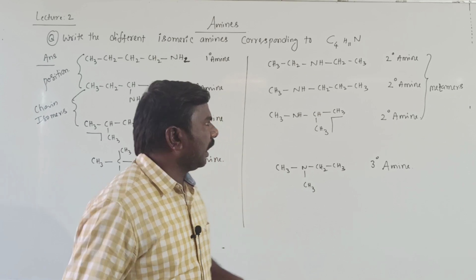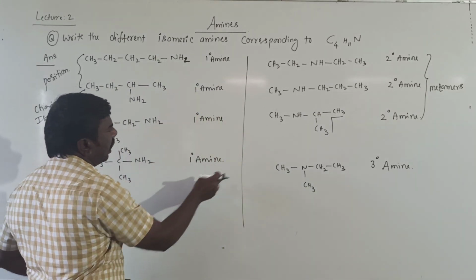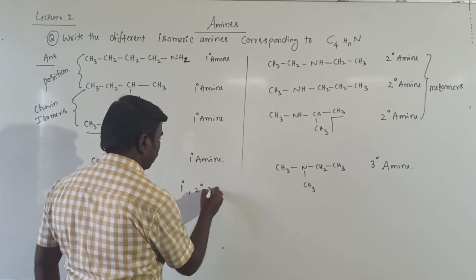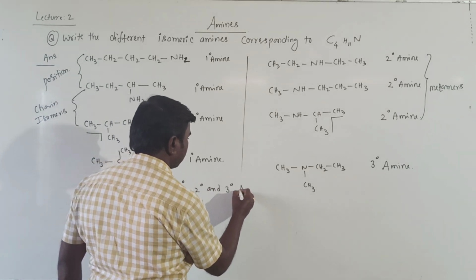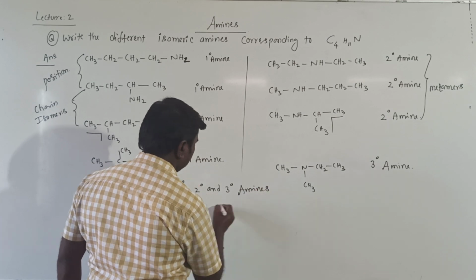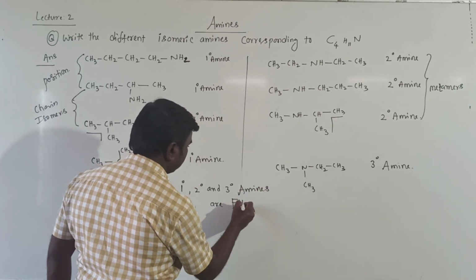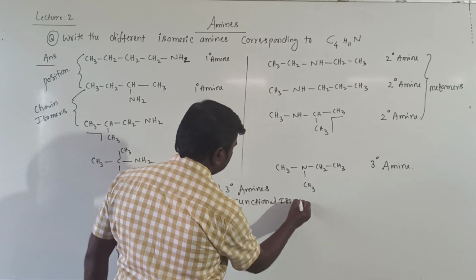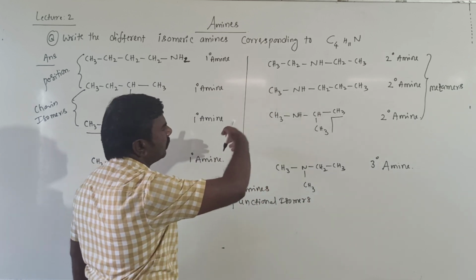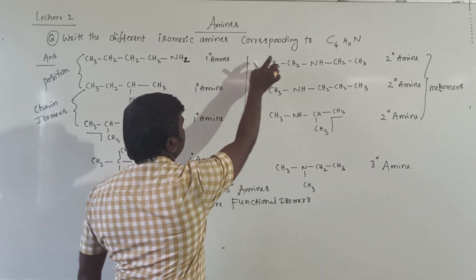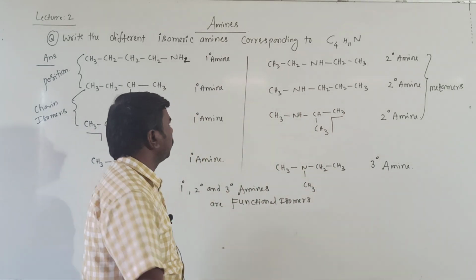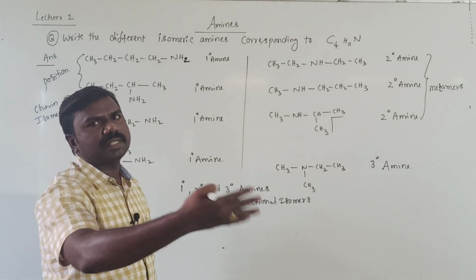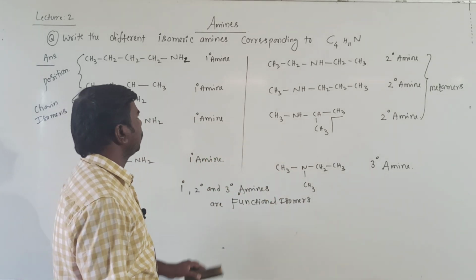Next, primary, secondary and tertiary amines are functional isomers. Very, very important. Functional isomers. Primary, secondary, tertiary, 1, 2, 3 functional isomers. Any 3, primary, secondary, tertiary, if you compare, are functional isomers.